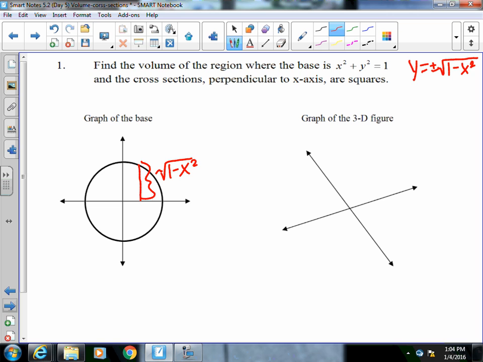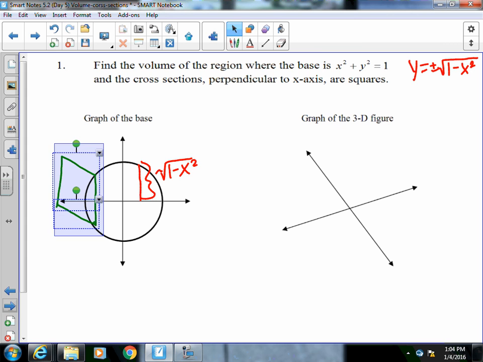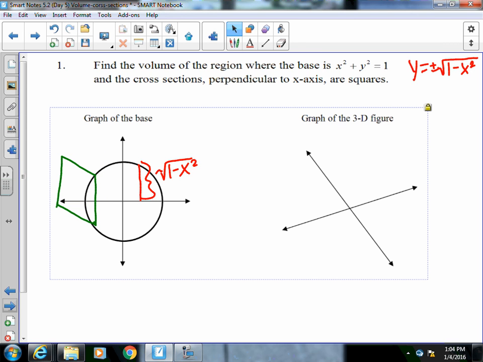Now, they want the cross sections perpendicular to the x-axis to be squares. So in other words, they're having squares stick up from this shape. This should be as wide as the shape, running from the top to the bottom, but squares are sticking out from here. So I'm going to draw another version of that.